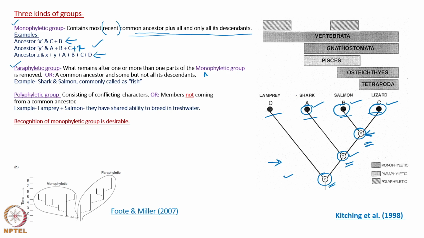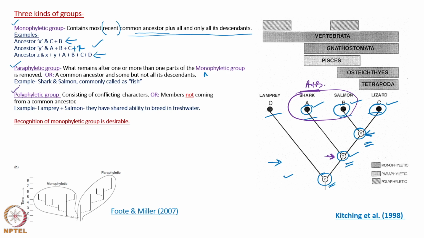Consider only the shark and salmon, A plus B. Now, they have a common ancestor Y. Now, the ancestor Y has been removed. Only these two are considered. Then we call this A plus B a paraphyletic group.